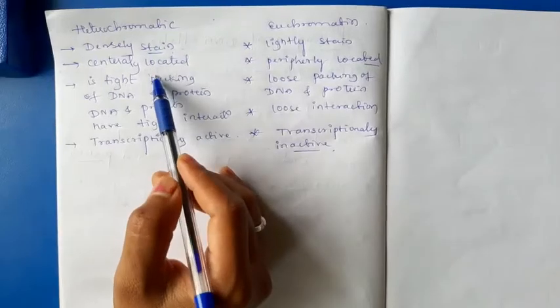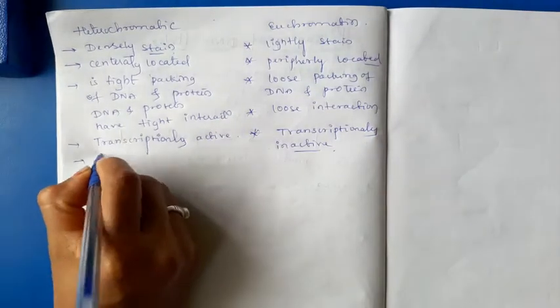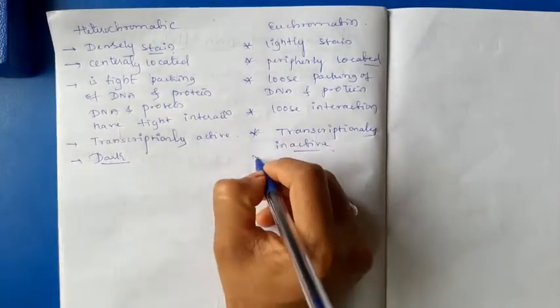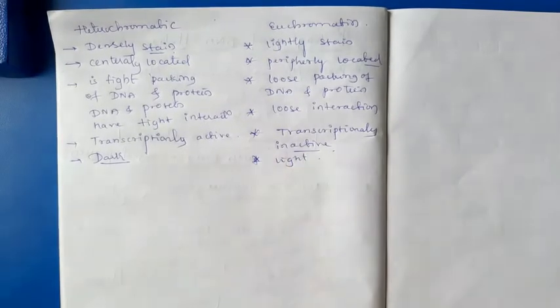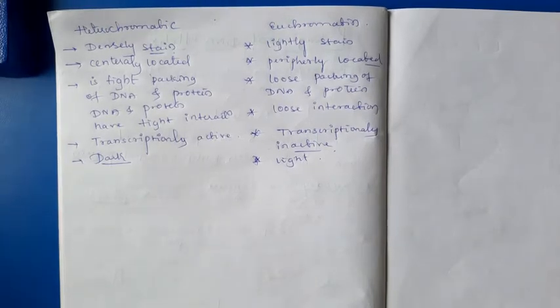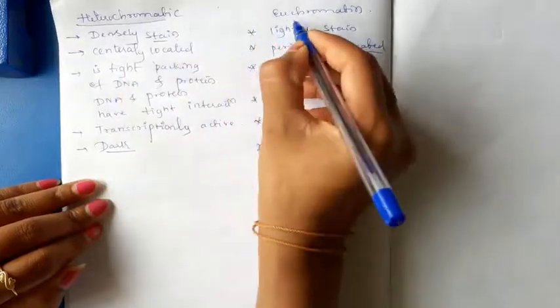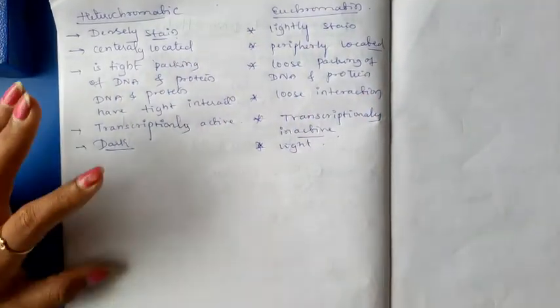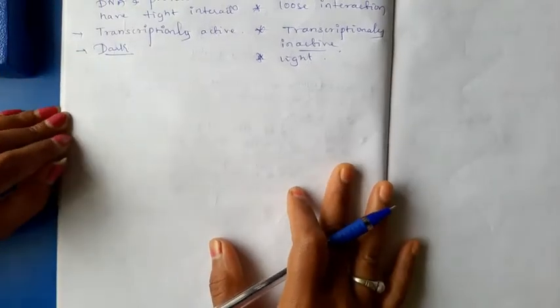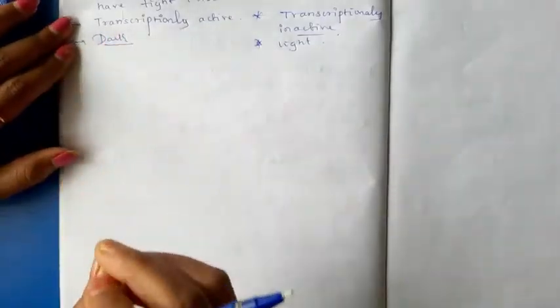Heterochromatin is present at the central position, it is densely stained, dark colored. Here I will mention dark. This one is a light one. Heterochromatin has tight interaction between DNA and proteins, but euchromatin has loose interaction between DNA and proteins. These are the terminologies which will help you to understand the packing of the DNA helix. Up to now we completed chromatin. Chromatin is nothing but DNA plus protein.